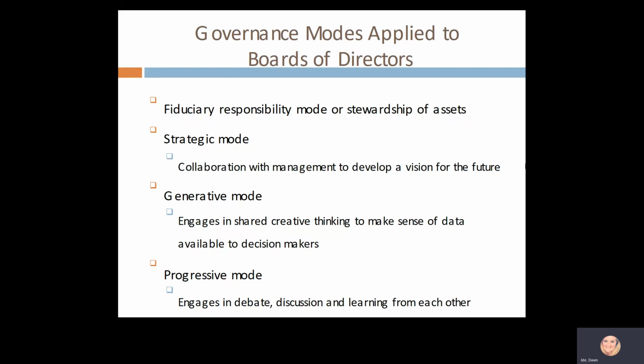Right? So strategic mode: collaboration with management to develop a vision for the future. Generative mode engages in shared creative thinking to make sense of data available to decision makers, because we are really looking at a lot of data to help us to figure out what's going on, right? So we need something valid. We need something verifiable. It can't all just be subjective.